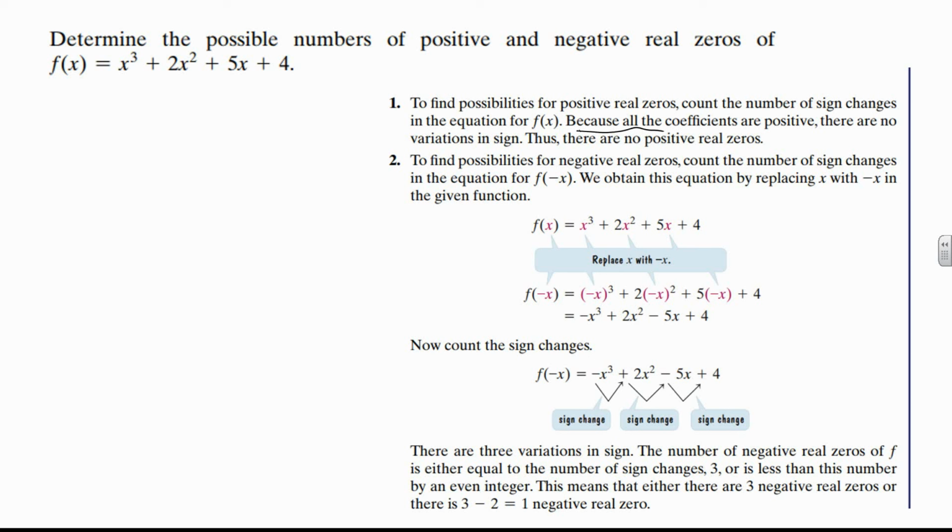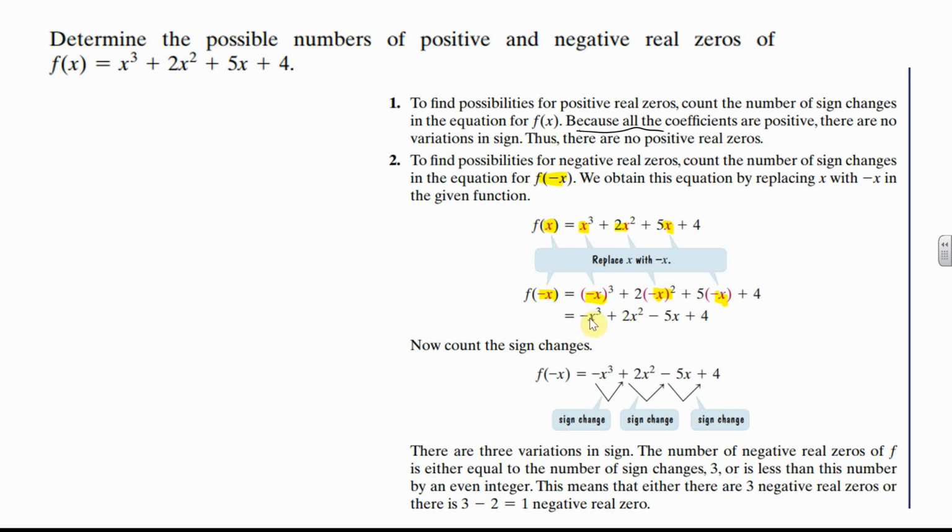Then you test the negative. So what we're going to do here is just replace the x with negative x. So this x here is going to become negative x. And then just simplify that. And so now we look at the sign change. It changes 1, right? And then here it changes 2. So we have 2. 1, 2, I'm sorry, 3.